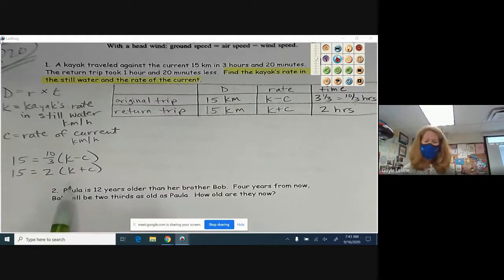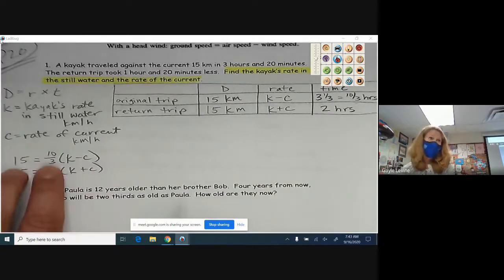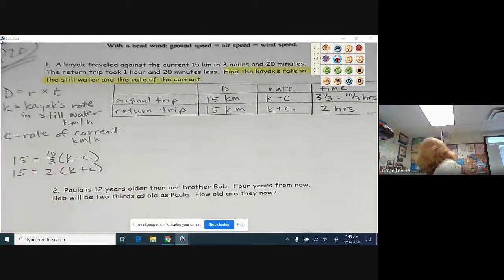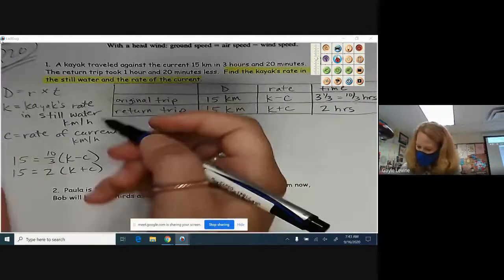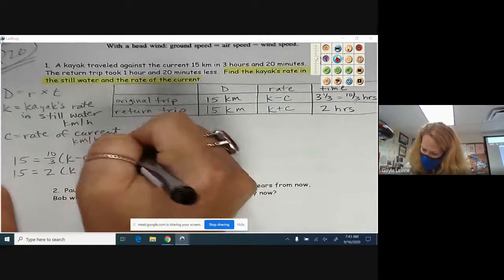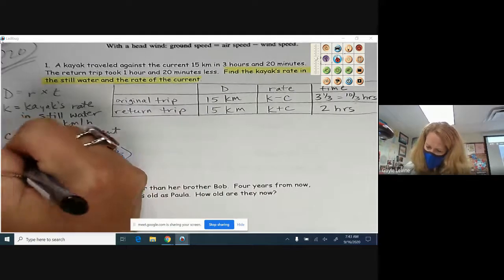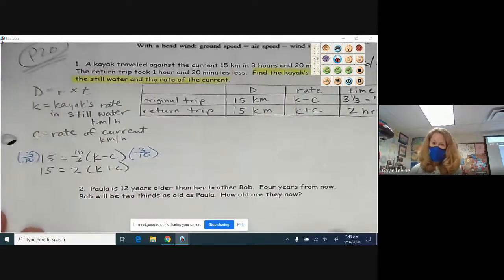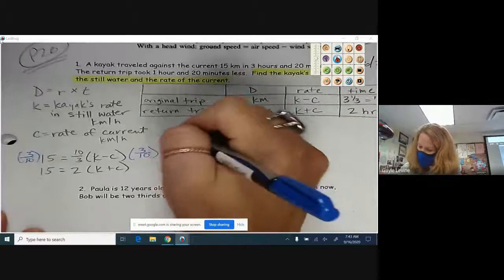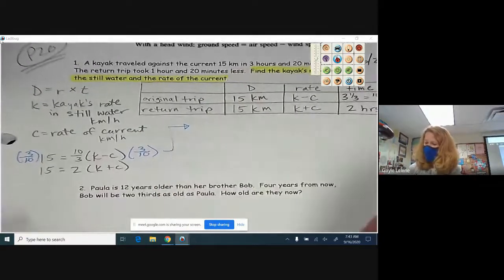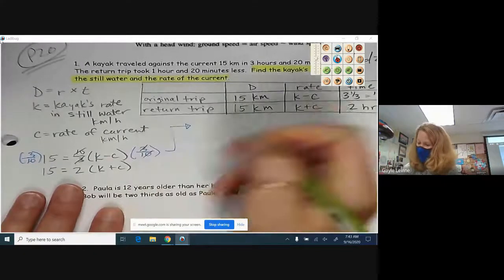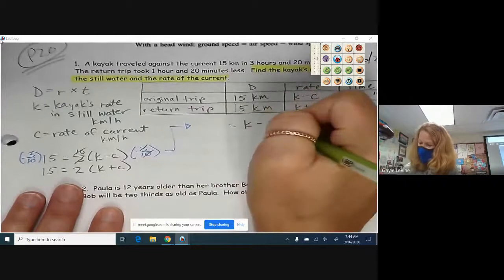So I'm going to do that by clearing out my coefficients here. For the first one, I want to get rid of that 10 over 3. So I'm going to multiply each side, and I'm going to go to a different color, blue, by 3 over 10. Don't let the fractions make you panic. It's not going to be a big deal. So I'm multiplying each side by 3 over 10. And I'm going to bring this one up here. When I do that, the right-hand side's pretty easy. The 3's cancel, the 10's cancel, and you're going to have k minus c on the right-hand side.